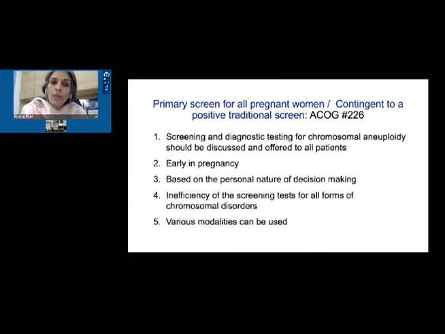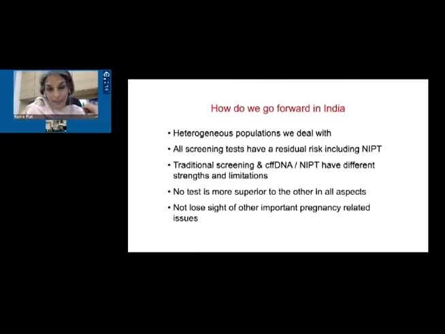But what is very important is that these points should be discussed early in pregnancy so that there is enough time in pregnancy to take these decisions forward. It's important to note that there is an inefficiency in all forms of screening, whether it is the traditional screening or NIPT. So that is why it is important that various modalities can be used in different clinical settings. This is what the ACOG guidelines say.